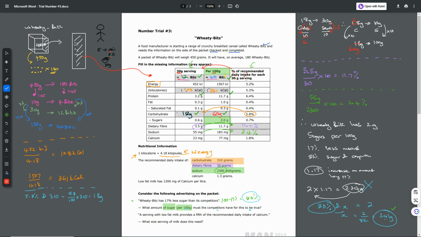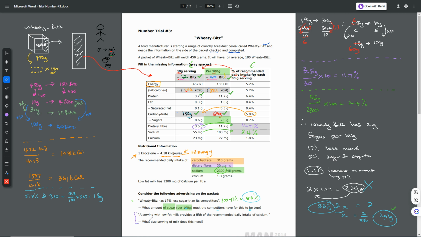Because Wheatie Bix has 17% less, it has to be 17% less than 2.41. Because if you take 17% off the 2.34, it's not going to work. Yeah. So we're not actually using percentage increase or decrease. We're actually using the method of discounting an amount by multiplying it by percentage for that one there.